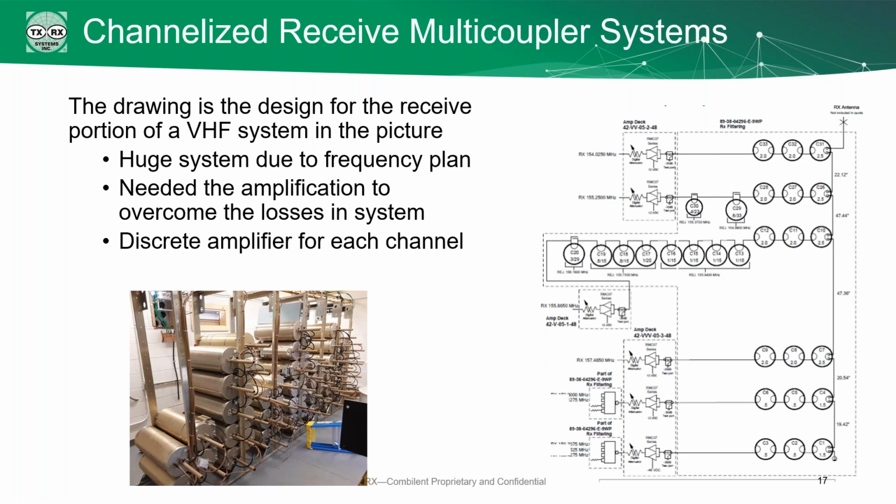And here on the right side, we could see a channelized system, and this has 28 different filters on it. This is a huge system because of the frequency plan this particular customer had. Each channel needs its own amplifier to overcome the losses, and each amplifier can only handle one channel. So in addition to all these filters, you can see that we have a total of 6 amplifiers on this system.